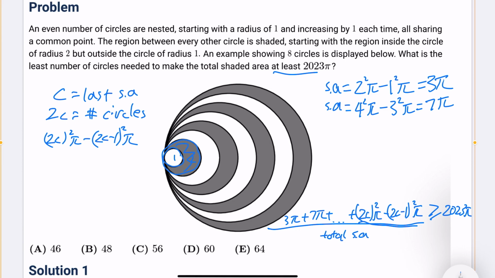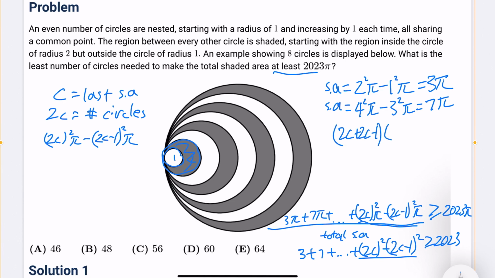Now, if you notice that both sides of the inequality have pi, so we can just cancel pi out, which gives us just 3 plus 7 plus the middle parts plus 2c squared minus 2c minus 1 squared, greater than or equal to 2023. And right here, this is a difference of squares, so we can simplify this. It would be 2c plus 2c minus 1 times 2c minus 2c plus 1. This simplified to 4c minus 1. So just put that right here.